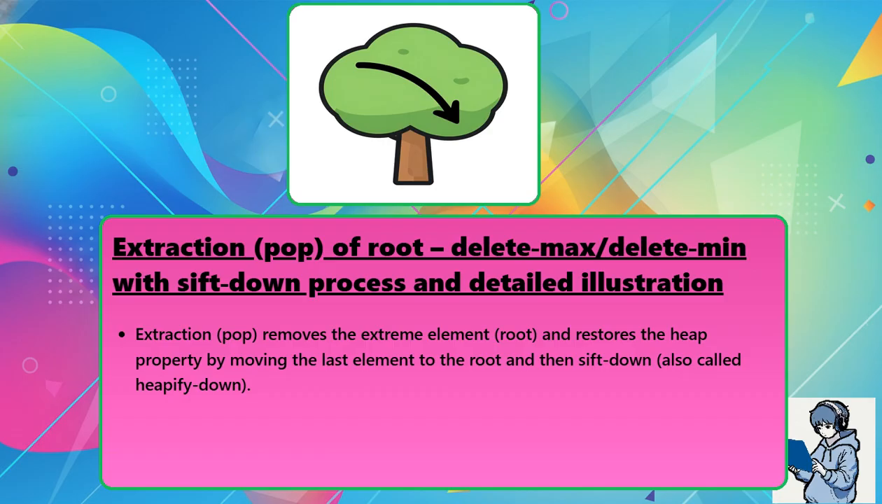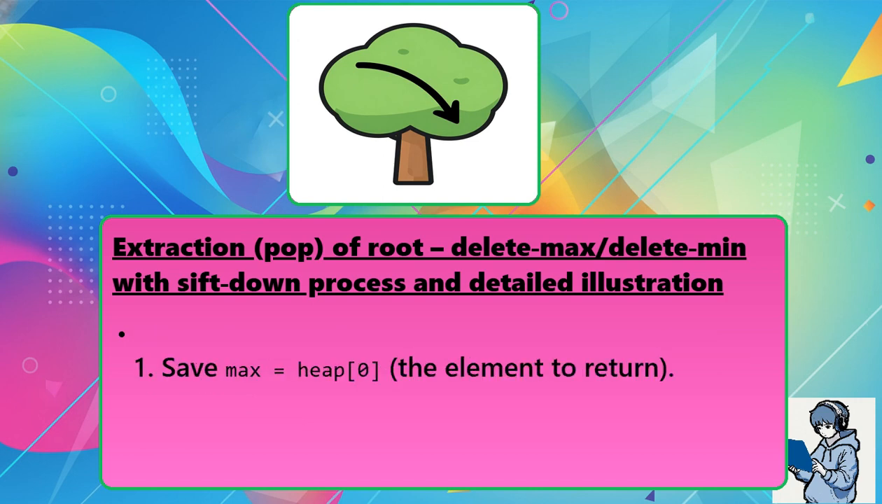Extraction, or pop, removes the extreme element, the root, and restores the heap property by moving the last element to the root, and then sift down, also called heapify down. The steps for a max heap: Step 1. Save max equals heap[0], the element to return.